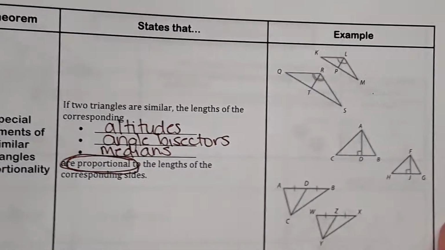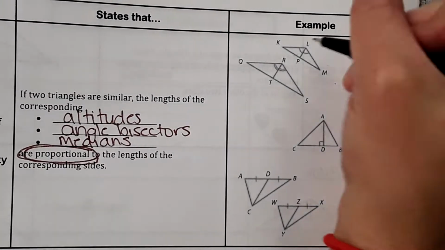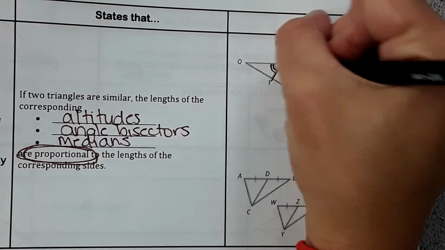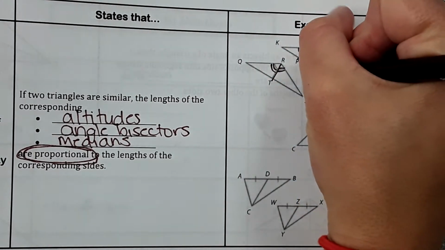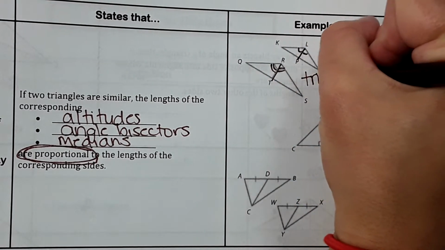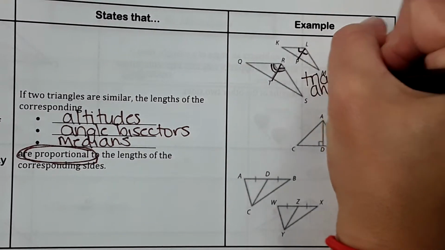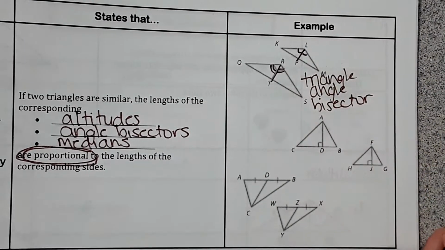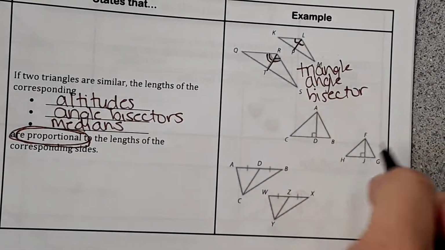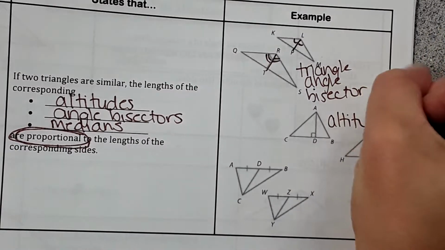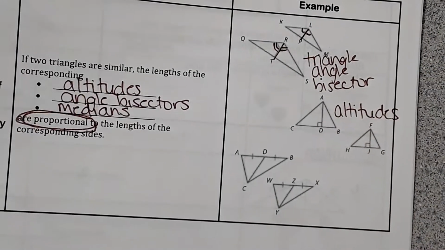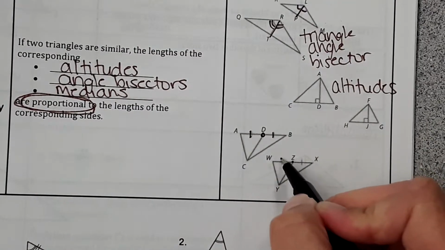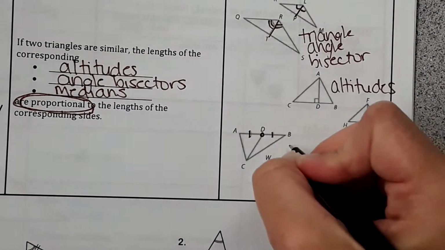Over here with the examples, just to review the vocabulary, here it shows an angle bisector. So we'll label this the triangle angle bisector. This here shows altitudes. And then here, it's showing that it's the same length on both sides of that. So this line right here is a median.